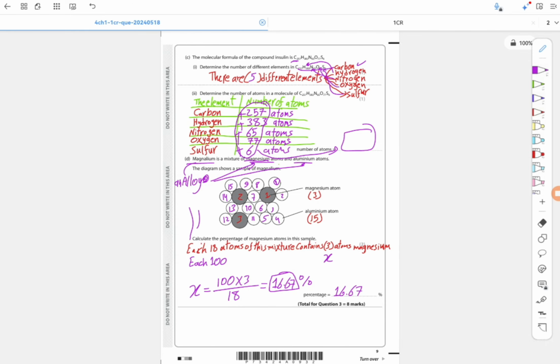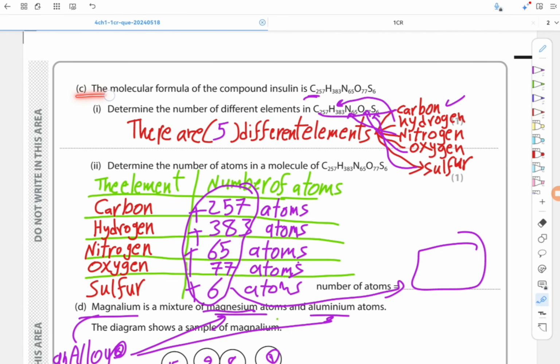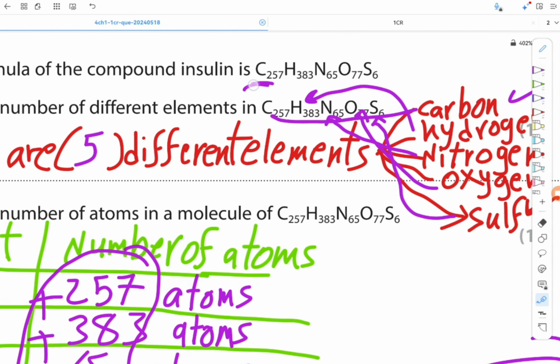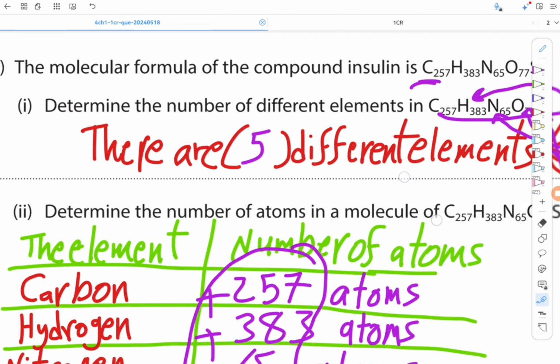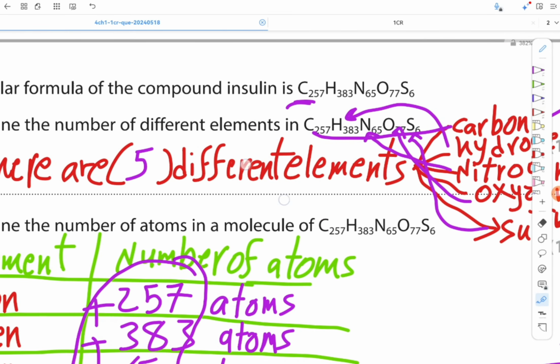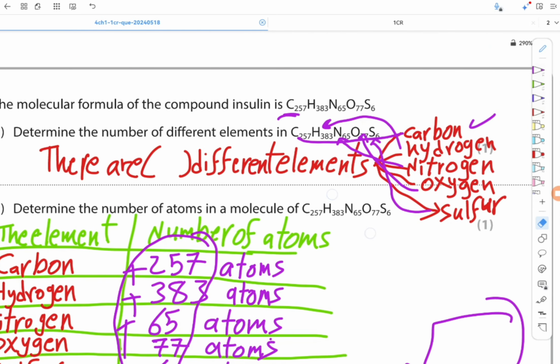Let's move to the next page, my friends. The question here: the molecular formula of the compound insulin is C257, H383, N65, O77, and S6. Determine the number of different elements inside insulin. Generally, my friends, the question is, how many elements do we have inside this chemical compound?